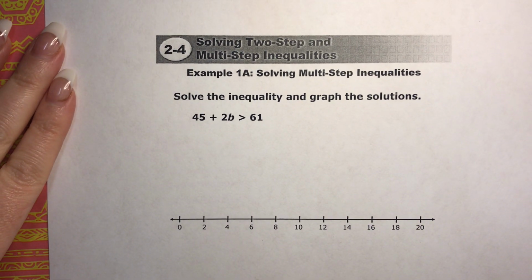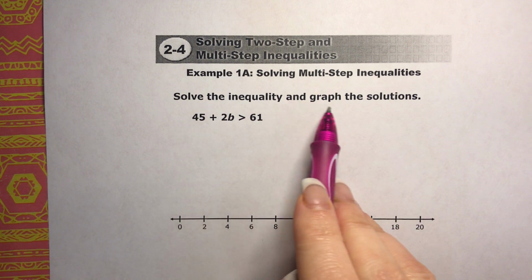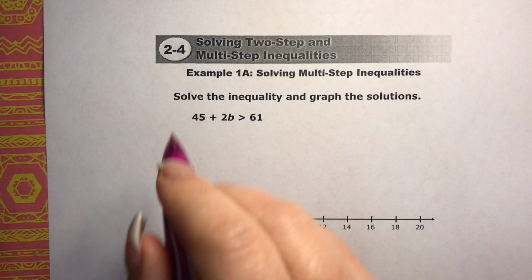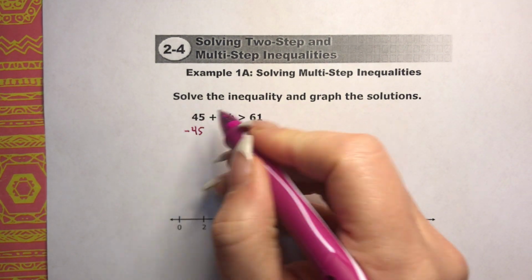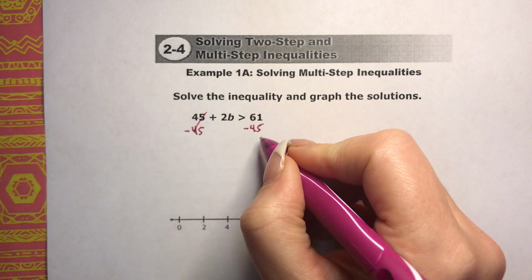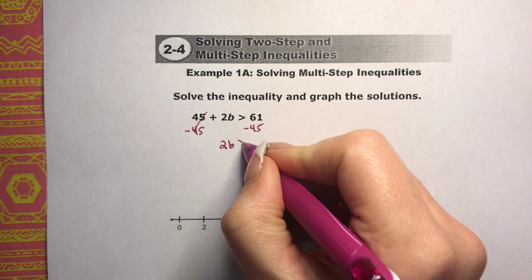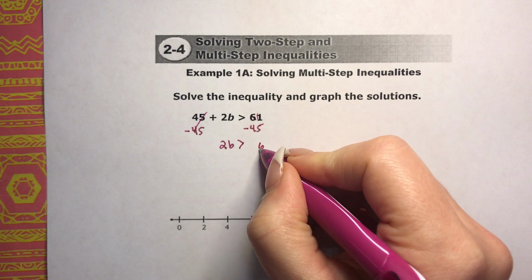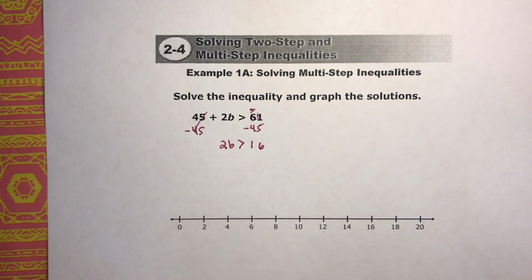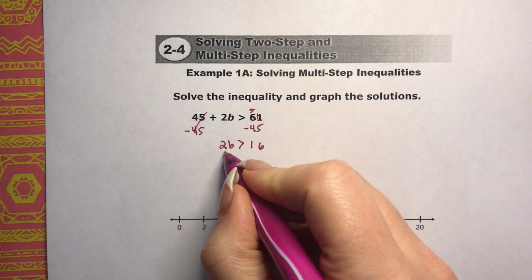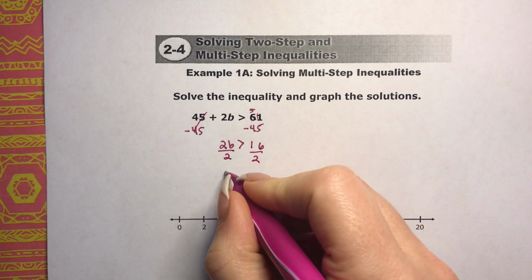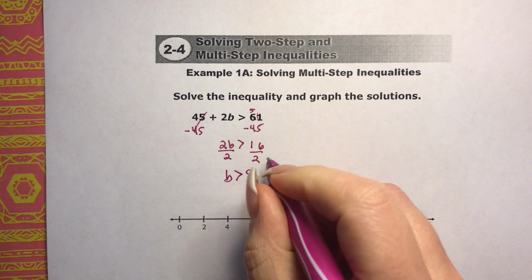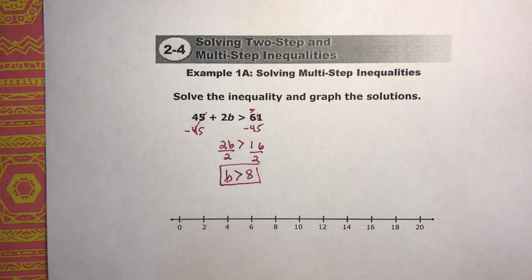So looking at this first example, we're going to solve the inequality and graph the solution. So we're trying to get b by itself. So just like a two-step equation here, we would do the inverse operation of that positive 45. That would leave us with 2b is greater than, I have to borrow there, 6, that's a 5, 1. Okay, we're going to get b by itself, so we're going to divide both sides by 2, leaving us with 16 divided by 2, which is 8. So there's our answer. Then we have to graph it.